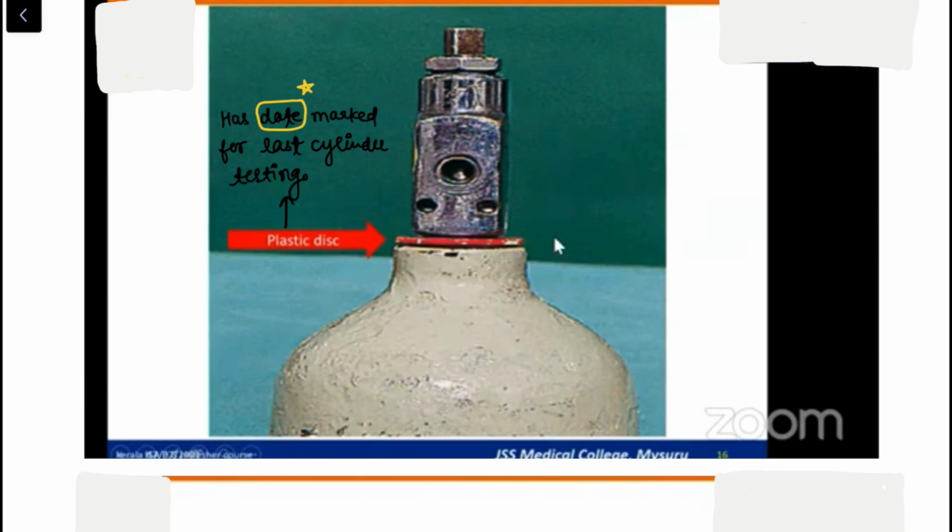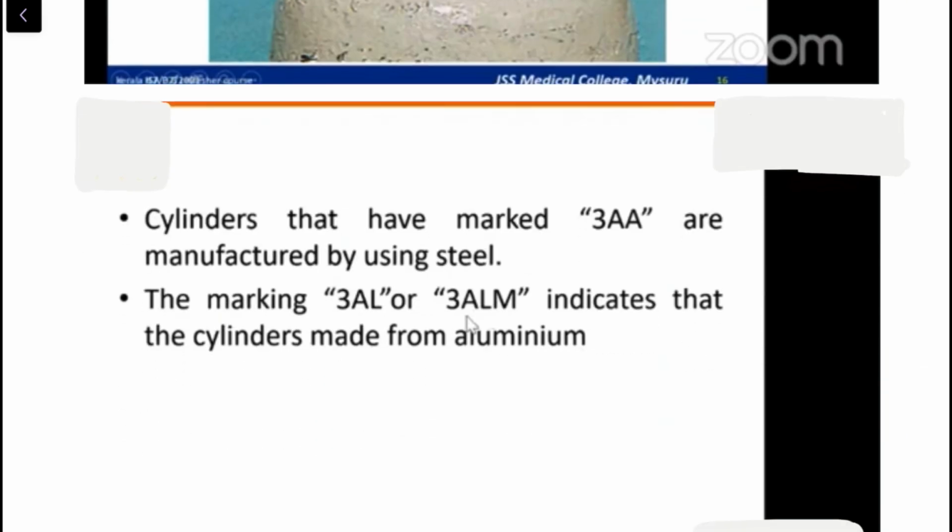In certain cylinders, a date was marked on this plastic disc. If you can see this plastic disc, it had a date marked on it, which was the last testing date for the cylinder. It is usually not present in the modern cylinders though.